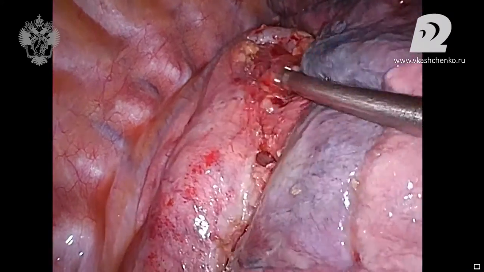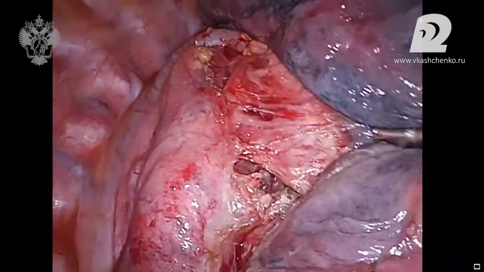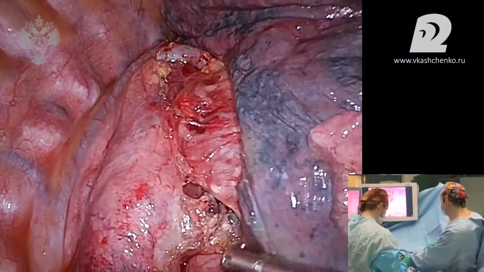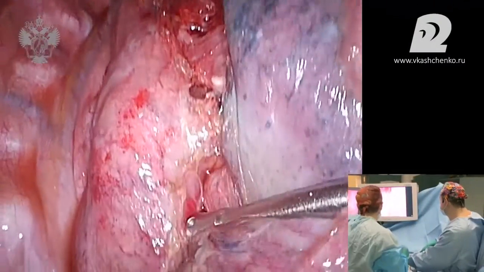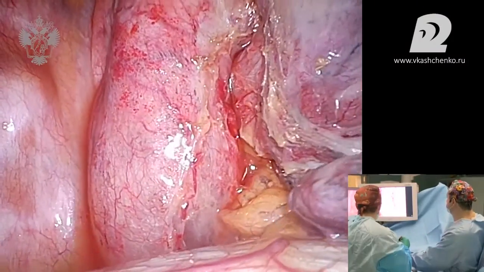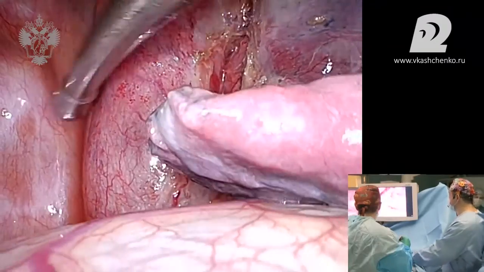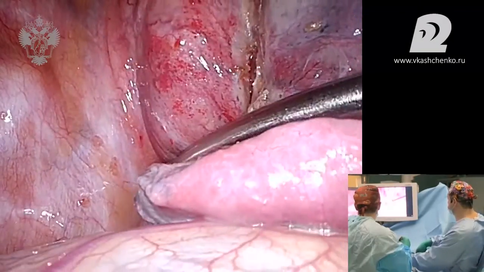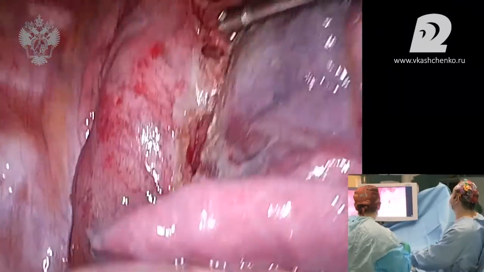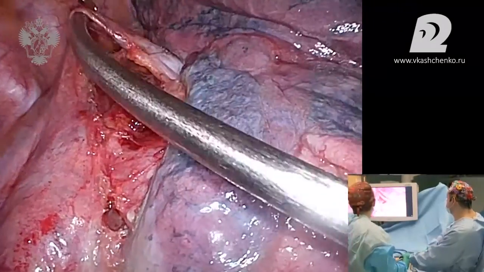We are on air already, yes. Whether you can see the picture well, yes. This is the middle bronchus, this is the esophagus. And this is the inferior pulmonary vein. You can see the esophagus here. It is somewhat pushed down here by the lung, and we will have to cross the chest duct and clip it.